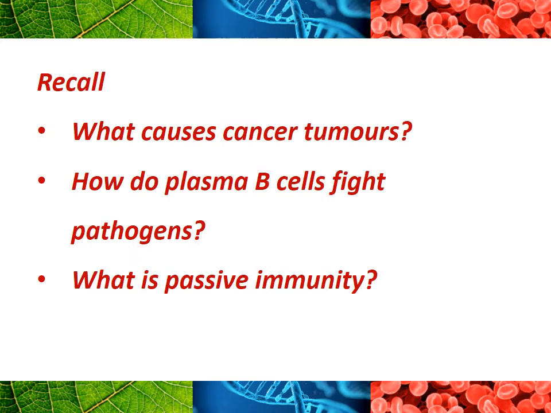So it might be a good idea to pause here for a second and just recap or think about these three questions. What is it that causes cancer tumors? What goes wrong, and why do those tumors develop? How do plasma B cells fight pathogens? And what is passive immunity? So pause and recap those things, and then we'll go through them because they're all really important for understanding this concept.